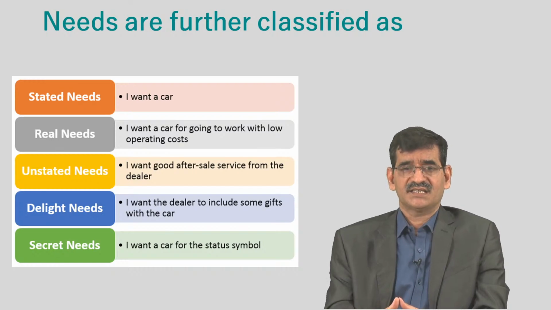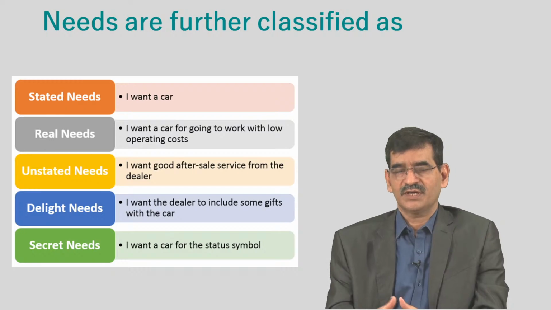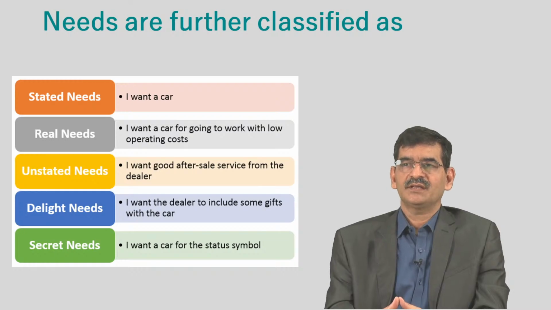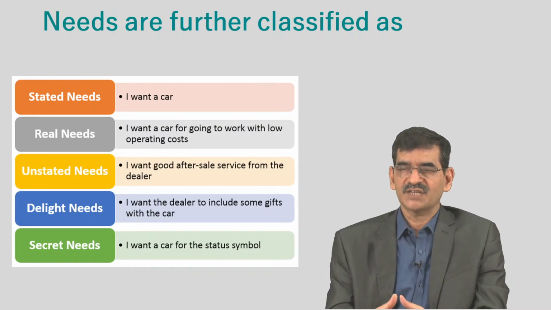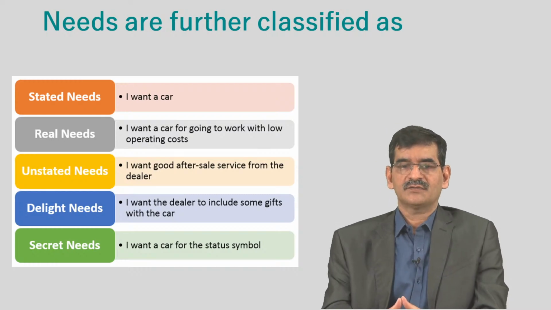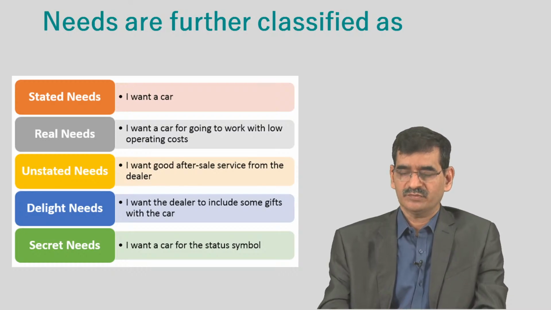The delight need: I want the dealer to include some gifts or additional accessories with the car. If the dealer provides me additional accessories, this will be the delight need. I am more than satisfied for paying that money. And the secret need is that I want a car as a status symbol, so the brand preference of the car will differ. If it comes to status symbol, the brand will play a major role here.